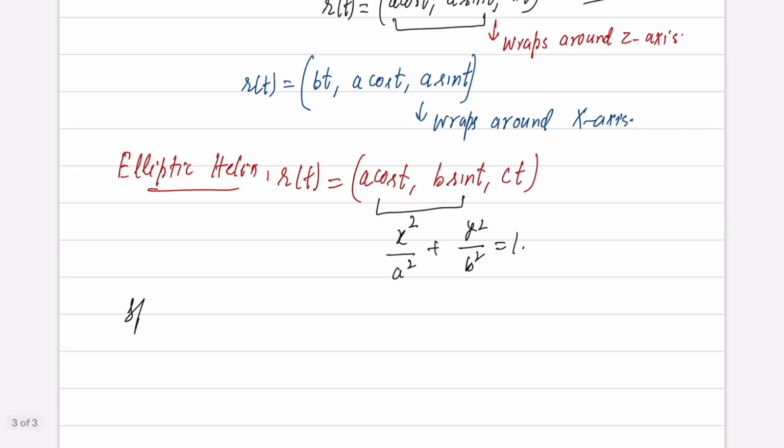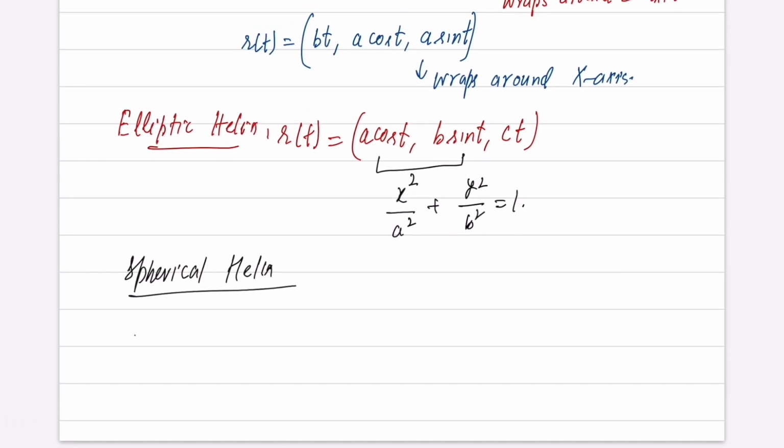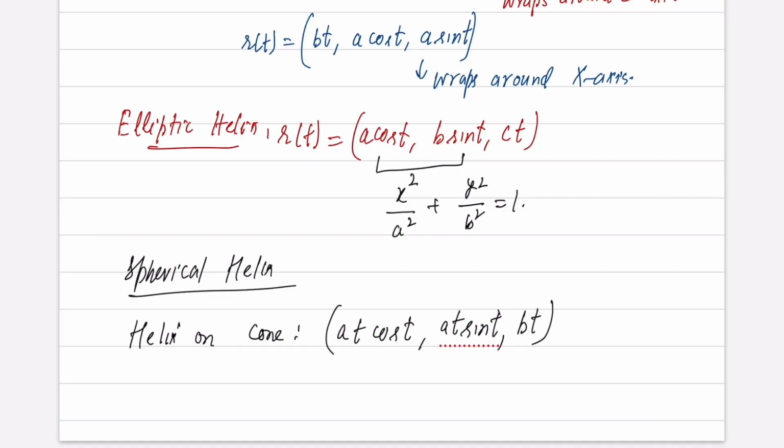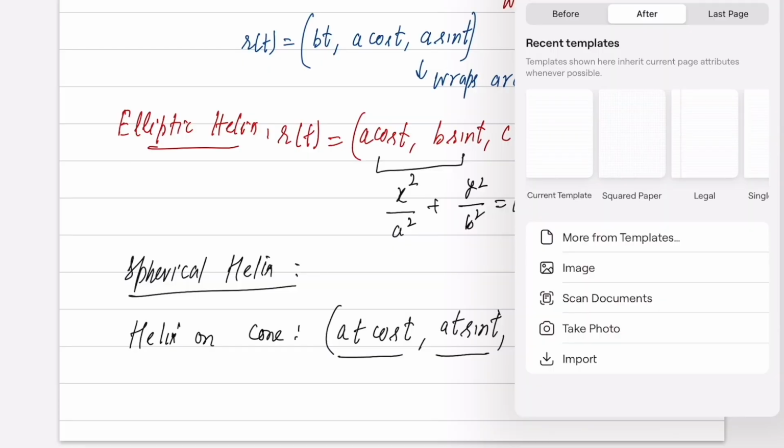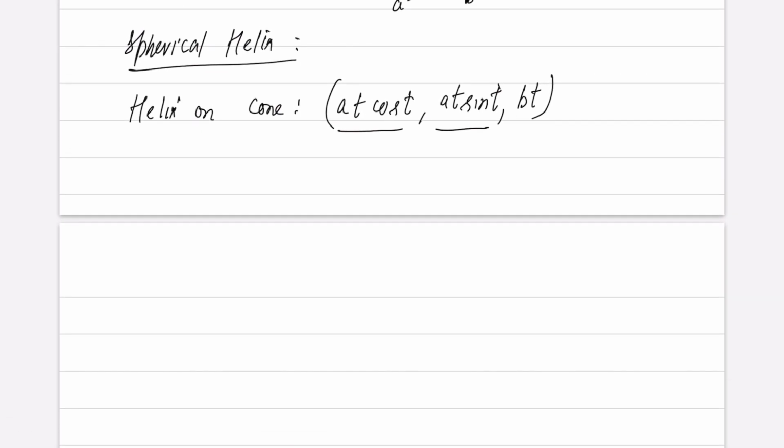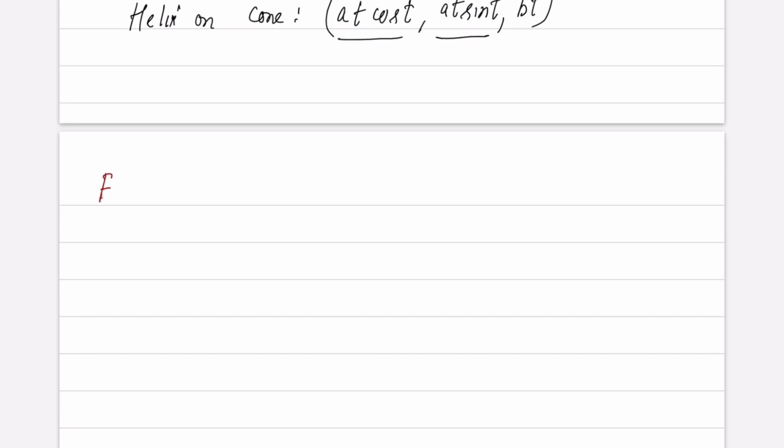The spherical helix will be left as an exercise, but here we will mention the parametric representation of a helix on a cone. It has the representation at cos t, at sin t, and bt. Again, the first two coordinates represent the parametric representation of a cone. To write down the parametric representation of a helix on a sphere, we first write down the first two coordinates, which must represent a sphere. Then the third coordinate will be taken as bt. Now let's take our first exercise.